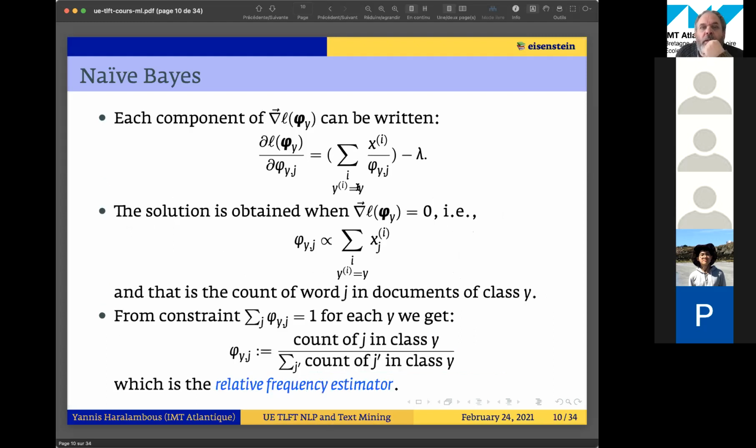To maximize it, we take the derivative. The derivative with respect to phi y. So phi y is a vector. So in fact, I will write nabla. And this nabla will have many coordinates. Each coordinate will be the derivative with respect to phi(y,j). Okay, so imagine this as being a vector with these components for every j.